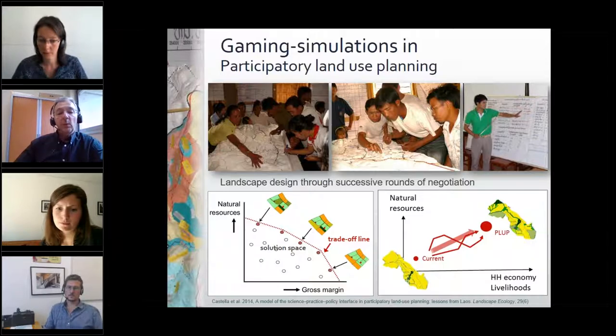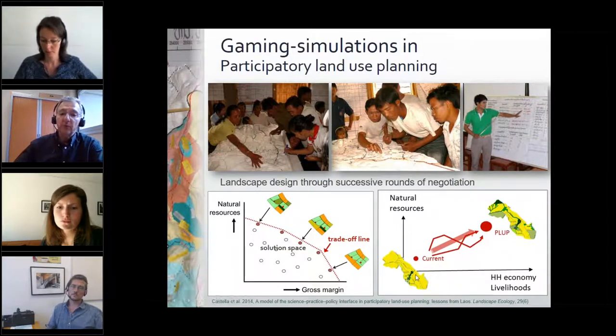And so they were kind of compromising different kind of landscape composition and discussing round after round of the game until they would agree on one kind of landscape. So they would then basically start from their current landscape that you see here at the bottom left of the figure, and then projecting a future landscape round after round of negotiation during the game that would fulfill a number of their expectation.